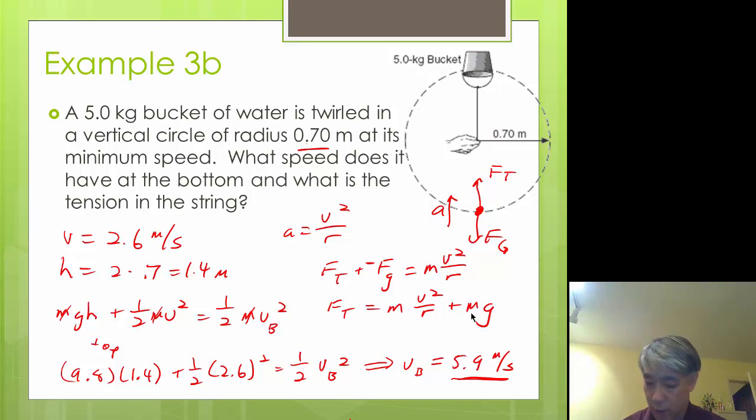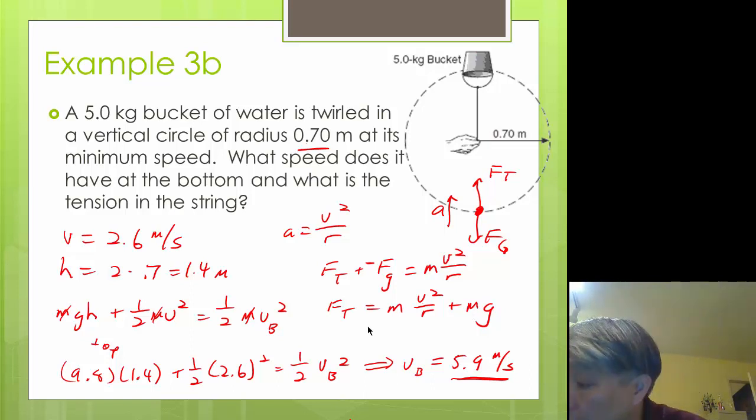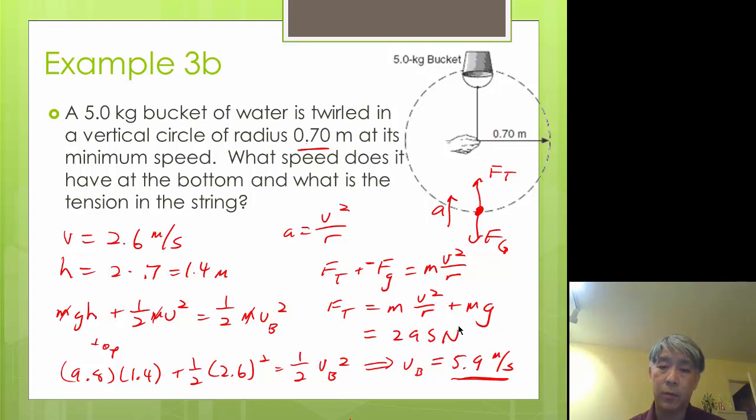And plugging that into our calculator using numbers, I'm going to skip the numbers because I'm kind of running out of room. But I have 5 times 9.8 for mg, plus 5 times 5.9 squared divided by 0.7, add those together, and I find that my tension at the bottom is actually pretty high, roughly 298 newtons. Okay, hopefully I got that right.